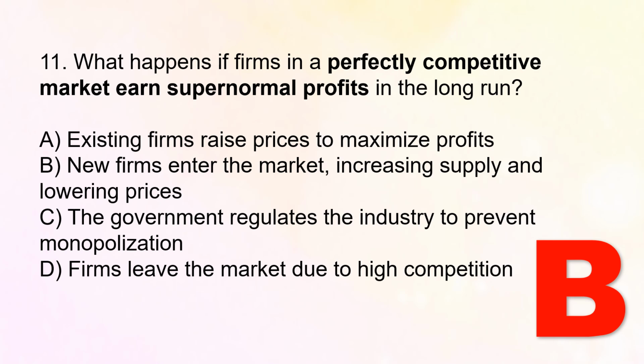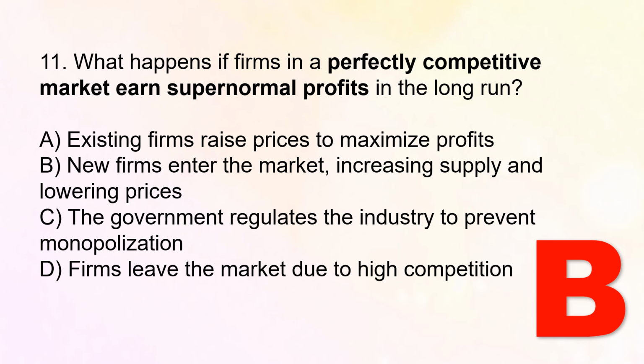The correct answer is letter B. Because in perfect competition, new firms enter the market when there are supernormal profits, increasing supply and pushing prices down to normal profit levels. Letter B is the best answer.